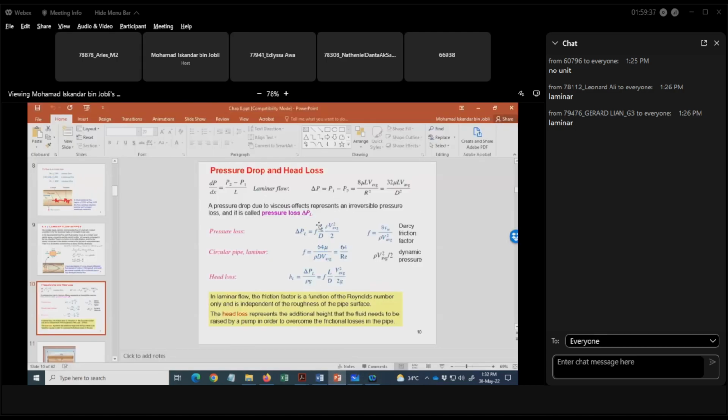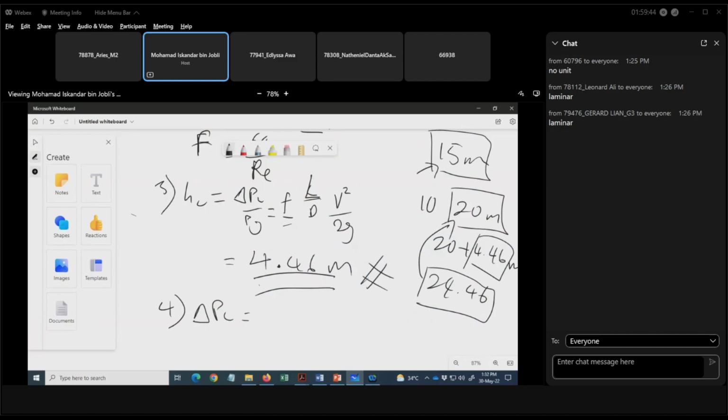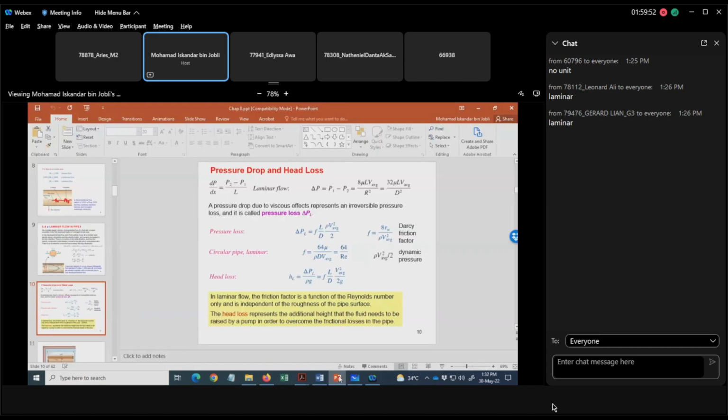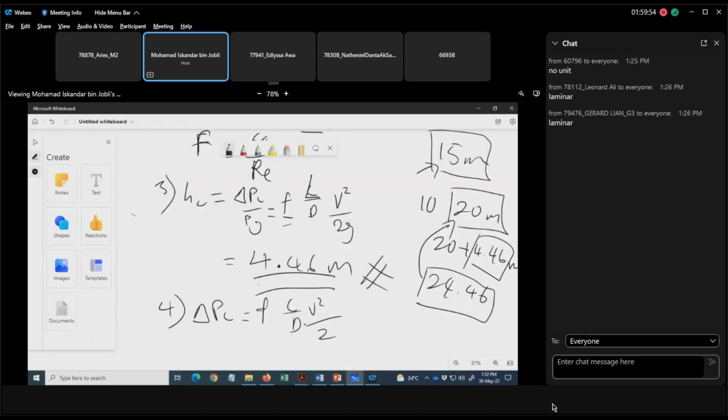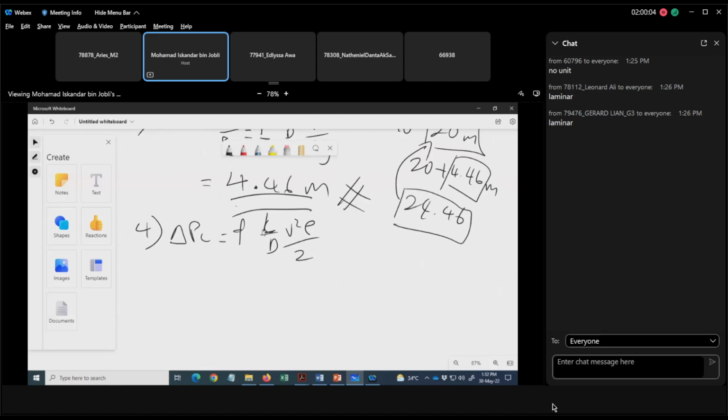The formula is too long. FLD, rho V over 2. Oh, it's actually simpler. It is FL over D, rho V squared over 2. So I think you still have all the information: L over D, V squared, rho, and so on.